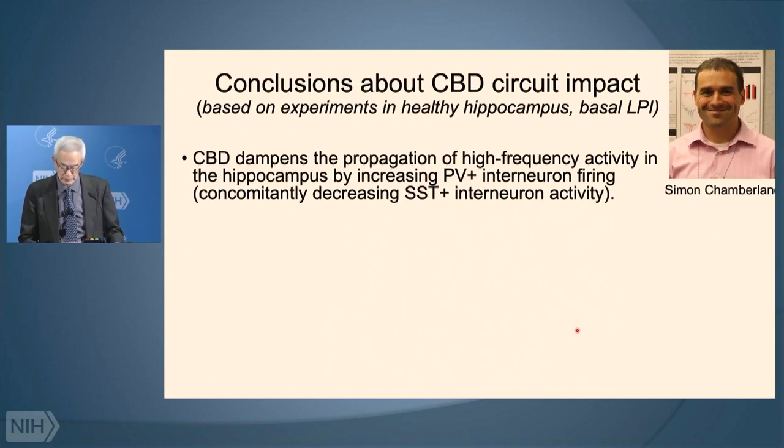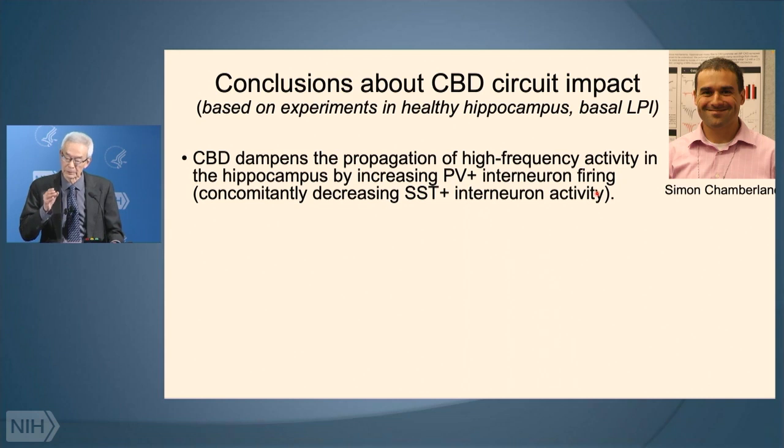So the conclusion is that CBD is a very clever drug. It dampens the propagation of high-frequency activity in the hippocampus by increasing PV interneuron firing and concomitantly decreasing the firing of SST interneurons, maintaining some sort of PV-SST, I want to use the word balance. I don't want to use the word balance because it reminds me of EI balance. But anyway, it's some kind of harmony between the two types of interneurons.